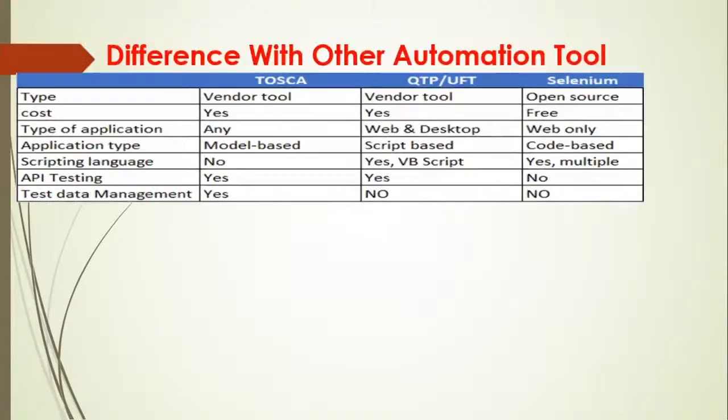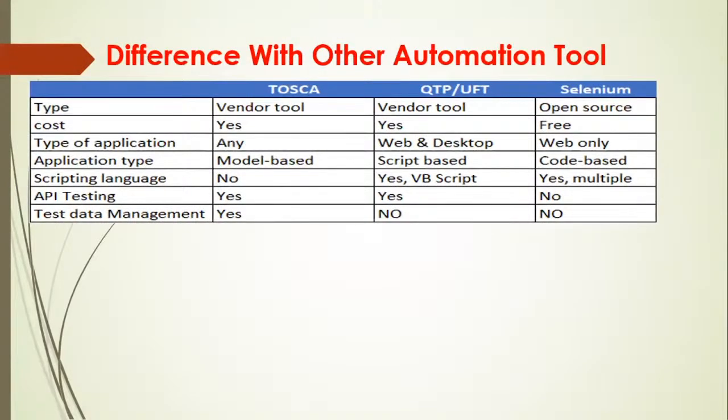Now the differences, team, you know very well, right? What are the differences between Tricentis TOSCA and other automation tools? It is a vendor tool. Vendor means that the author of TOSCA is the Tricentis company. That is what we call a vendor tool. Now tell me, what is the author of UFT? This is also a vendor tool. Which company does it belong to?